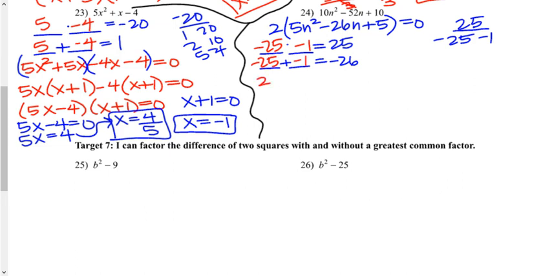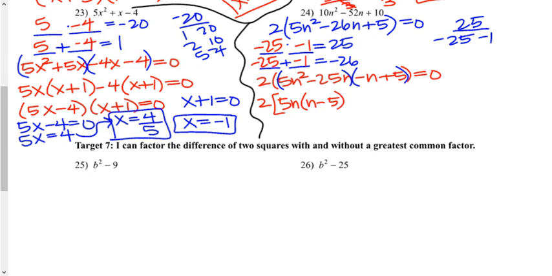So I can rewrite this. Keeping my 2 out front, I have 5n squared minus 25n minus n plus 5 equals 0. Then I can group, and I'm going to start using brackets here. So 2 bracket, what can I factor out of 5n squared minus 25n? I can pull out a 5n, and I'm left with n minus 5. And then what can I factor out of negative n plus 5 so that it turns into positive n minus 5? Well, that's just a negative 1. And I'm left with n minus 5.